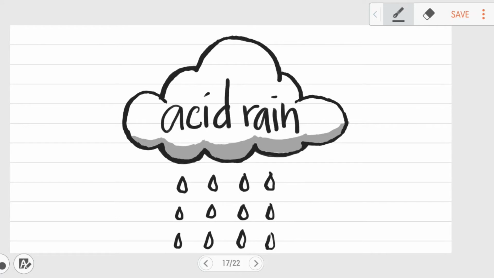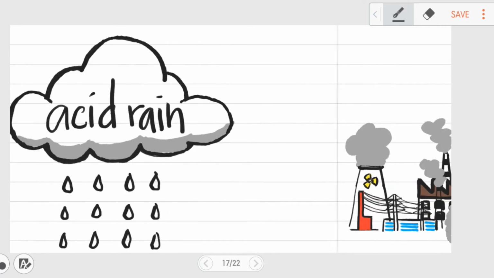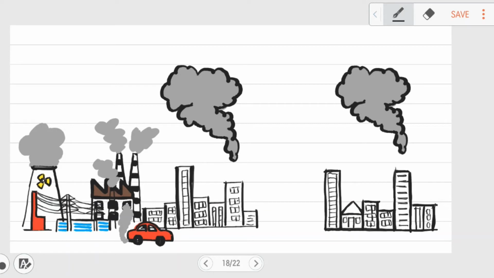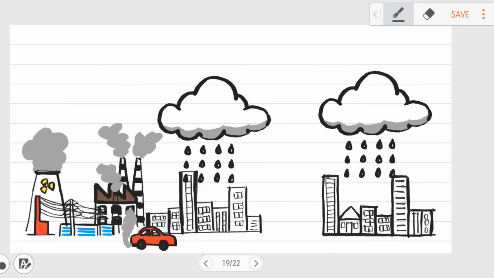Acid deposition is not just a problem for those who live close to these sources. Winds can blow sulfur dioxide and nitric oxides over long distances and across borders, making acid rain a problem for everyone.